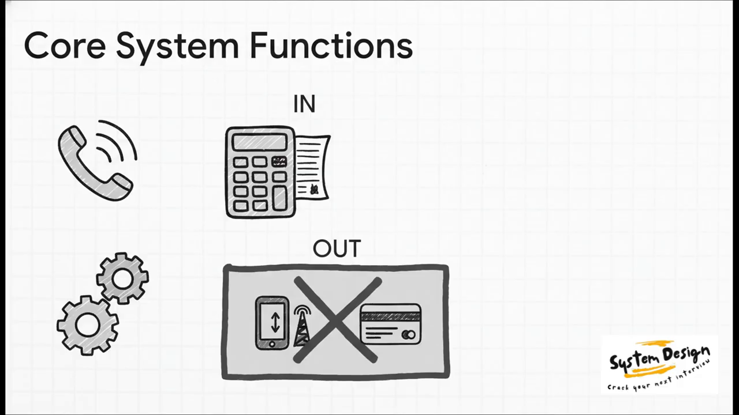But look at what's excluded. This is huge. We are deliberately not building a system to track data usage or to process payments. Defining those boundaries right from the start, that's a critical pro move.